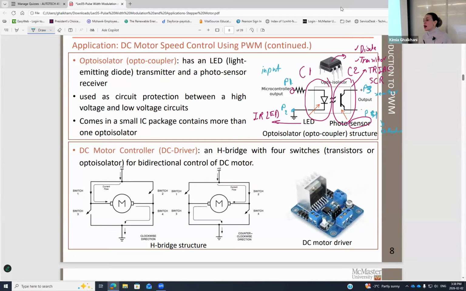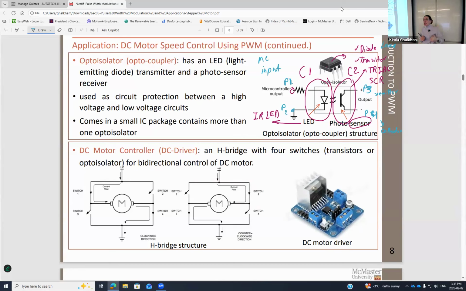Input is coming from where? From the microcontroller. Motor cannot be input, can it? No. This one is supposed to be connected to your microcontroller, and then the other end is going to your load, in this example, a DC motor.